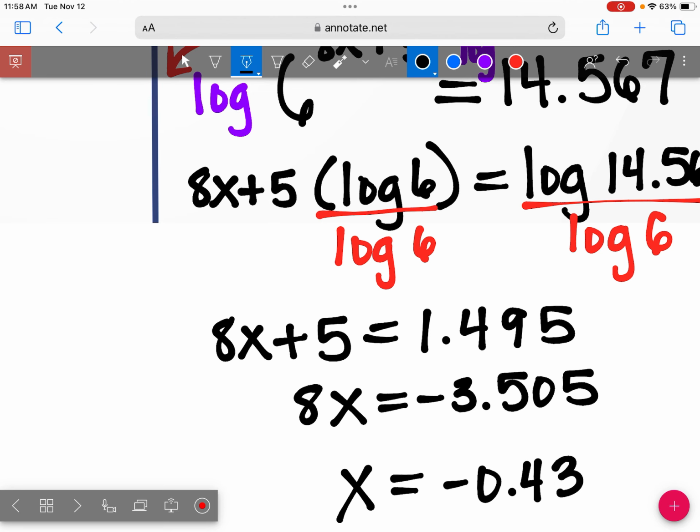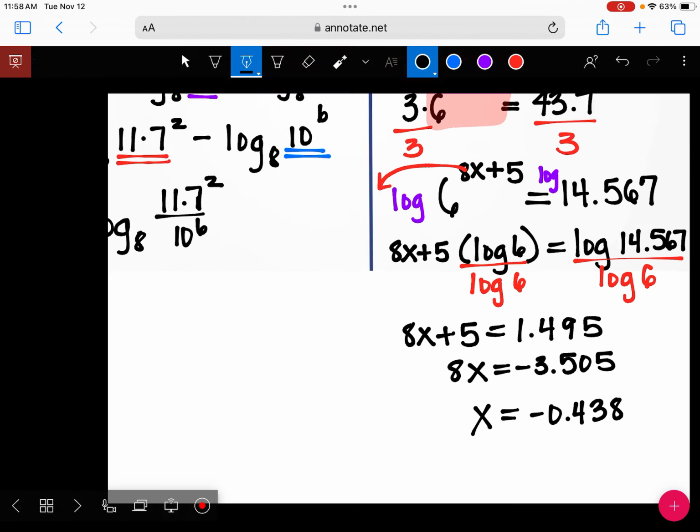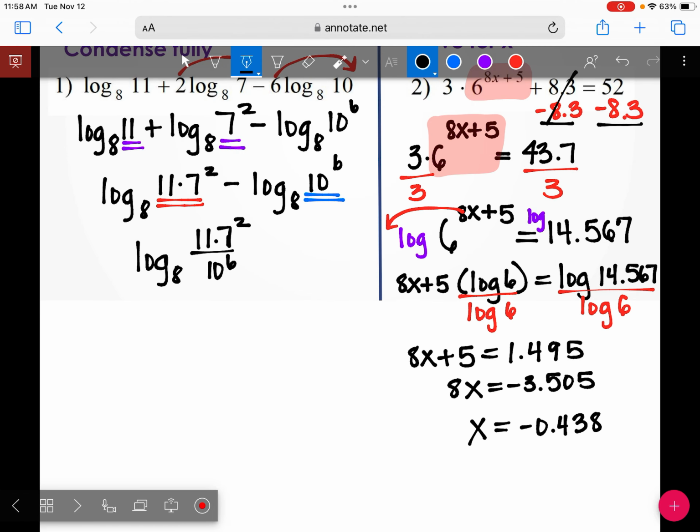So we're working on some harder log equations now. So that was a lot that we had to do to get to that answer. So we're going to continue solving log equations.